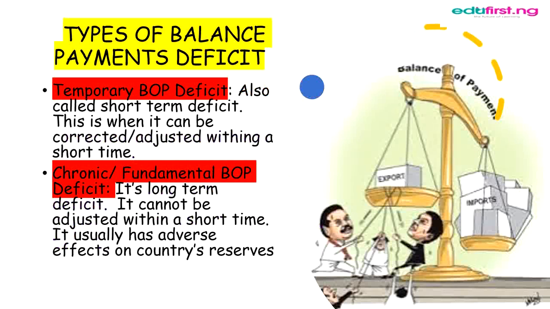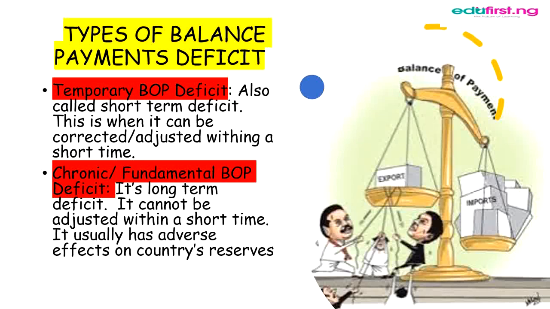Now, let's look at types of balance of payment deficit. We have what we call temporary balance of payment deficit. It's also called short-term deficit. Now, this is when B.O.P can be corrected or adjusted within a short time.